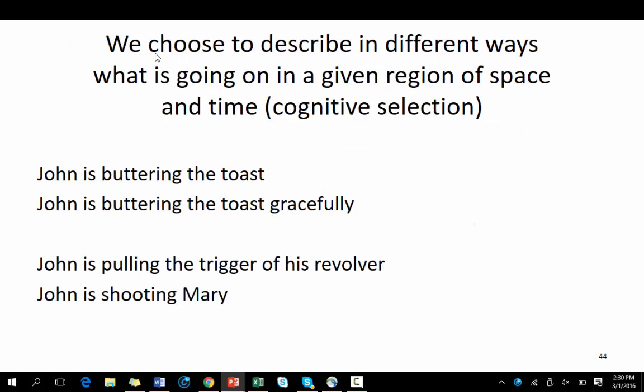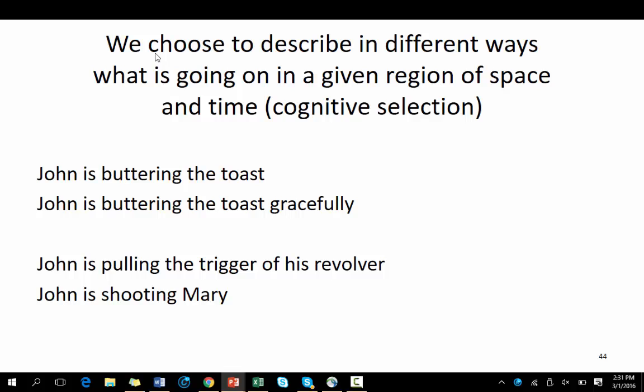And this view has to face the following sort of problem. Let's suppose that John is buttering the toast, but someone points out that John is buttering the toast gracefully. Then, according to the view I just described, there is only one thing going on, namely a graceful buttering of the toast, assuming that both of these are true. There is just a graceful buttering of toast, which can be described either as the buttering of the toast, because that's true, or as a graceful buttering of the toast.